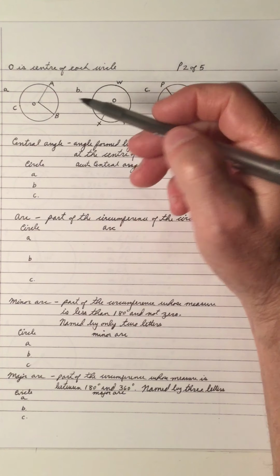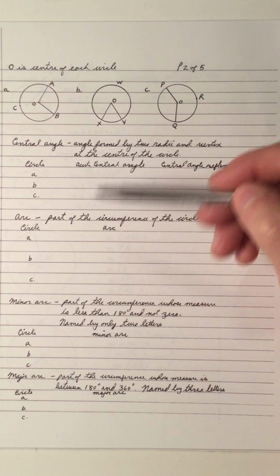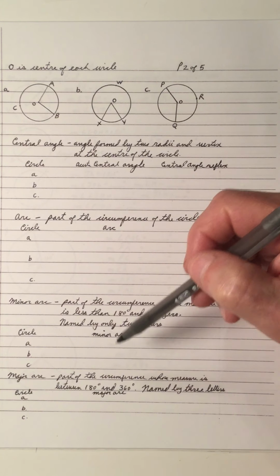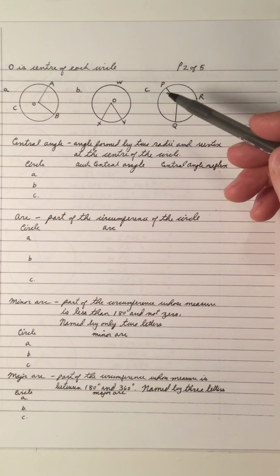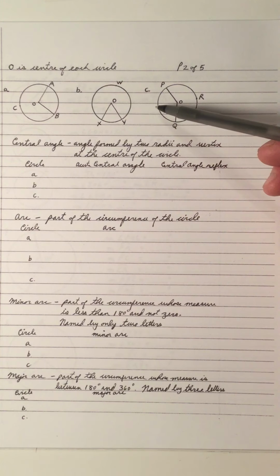I'm going to use the three circles that are here to illustrate the different parts of the circles down below that we're going to use to find the area of a sector. O is the center of each circle.